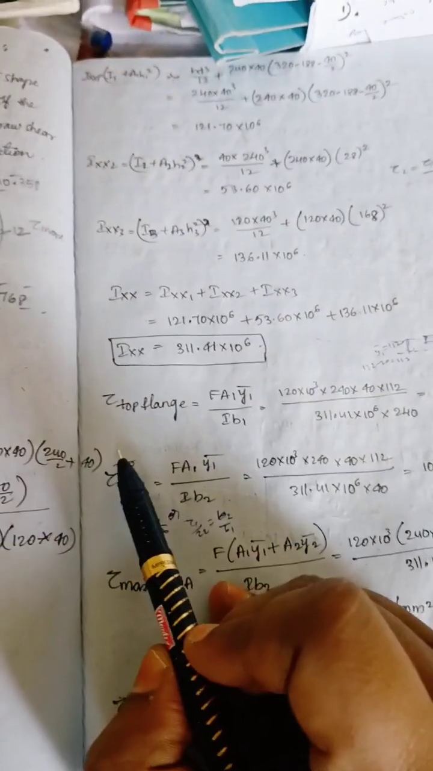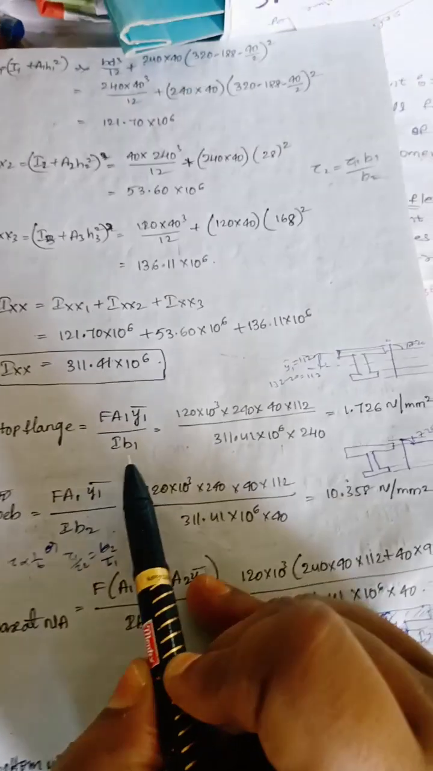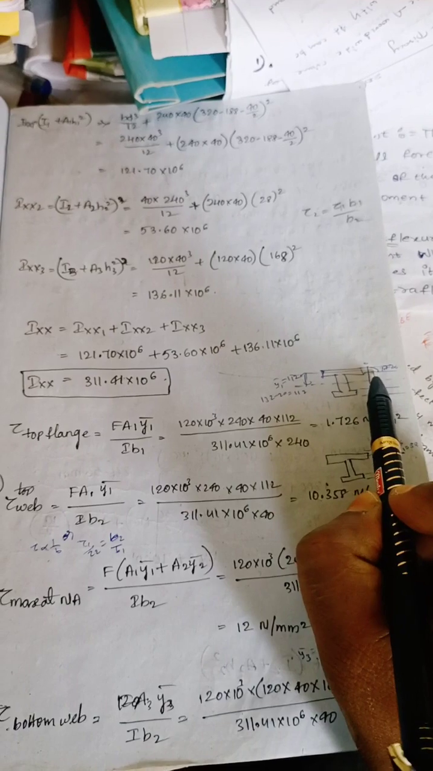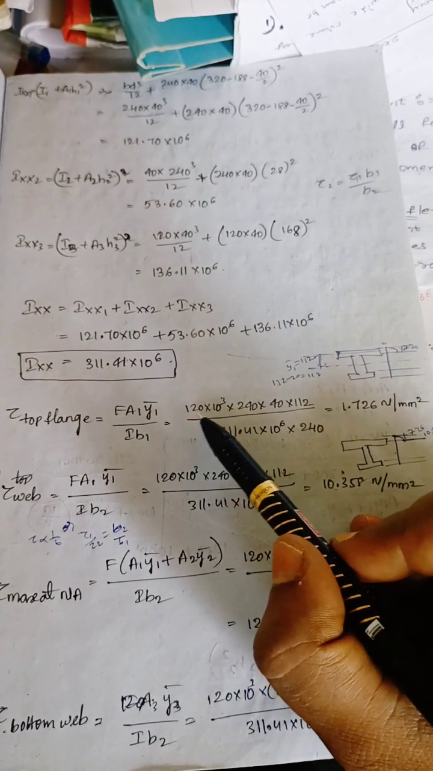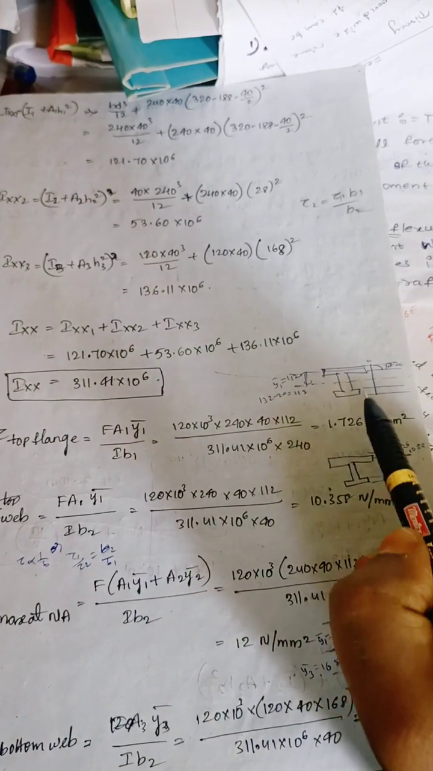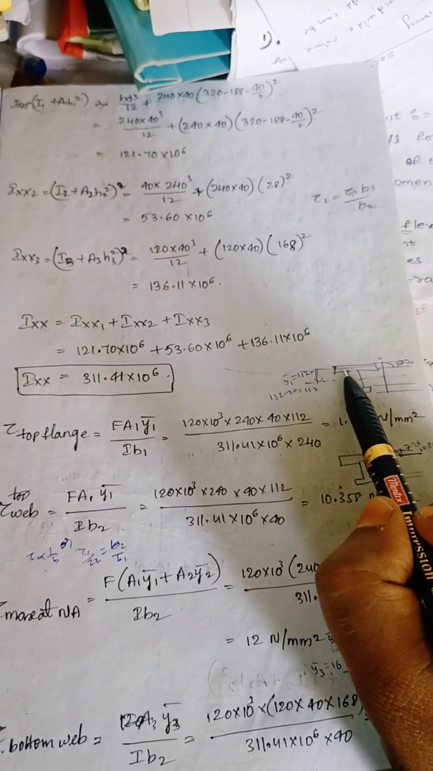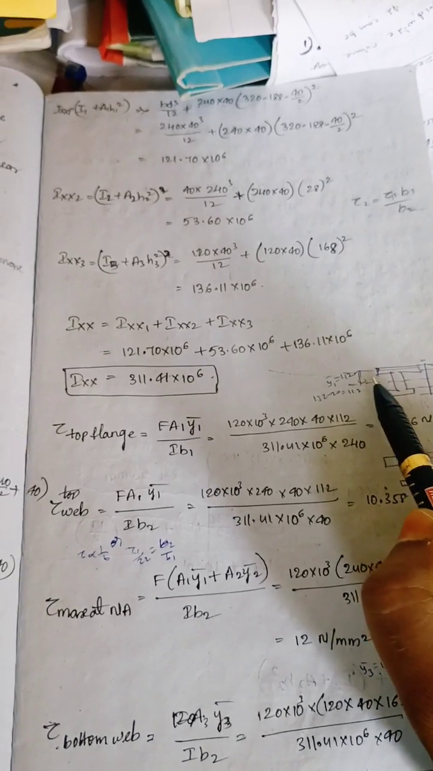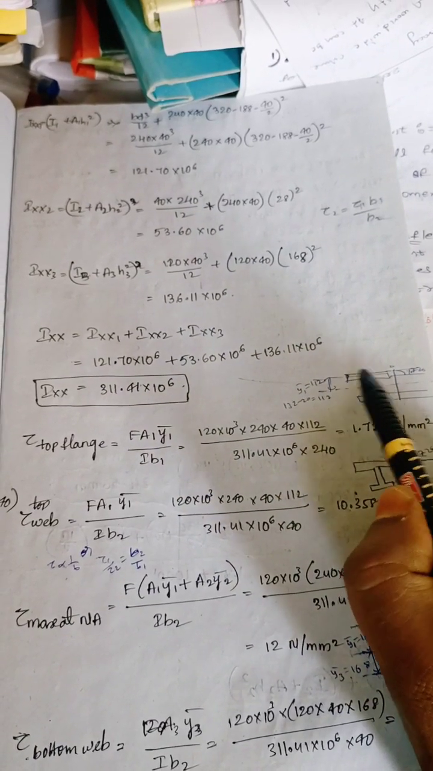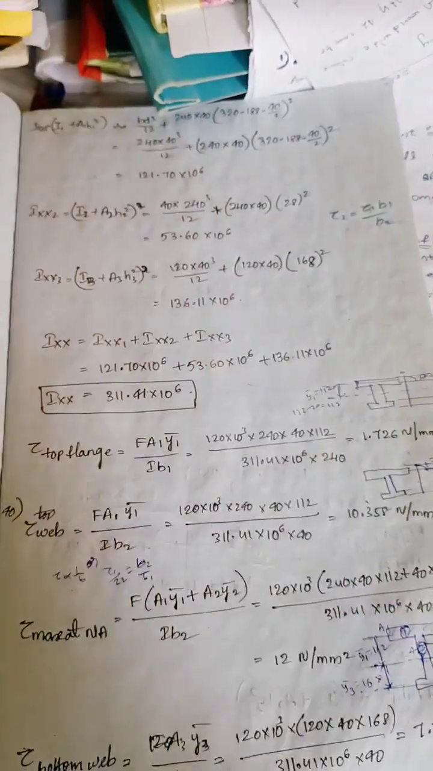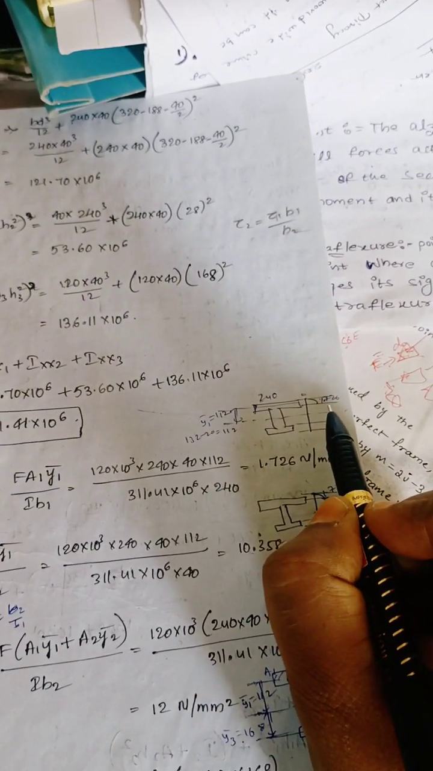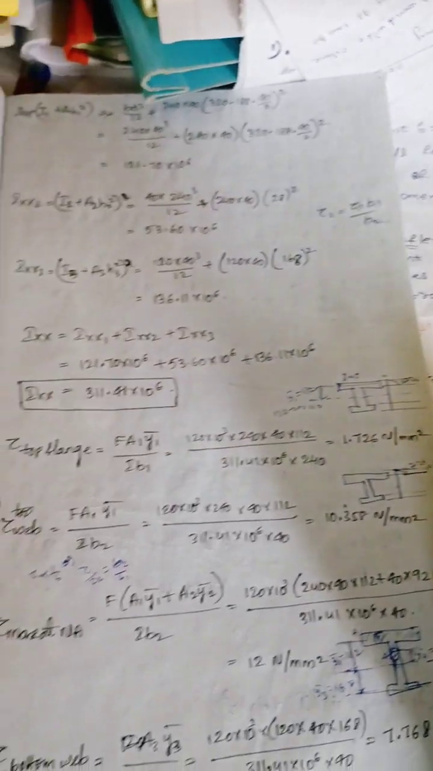Now tau top flange, F A1 y1 bar by I b1. For the top flange, we need to find the shear stress now. F is given as 120 into 10 cube. Area we know, and y1. What is y1? Distance between the neutral axis and the neutral axis of this flange. That is y1, 112, divided by I, which we have found. B1 is this one, 240. So this value is 1.726 Newton per mm square.